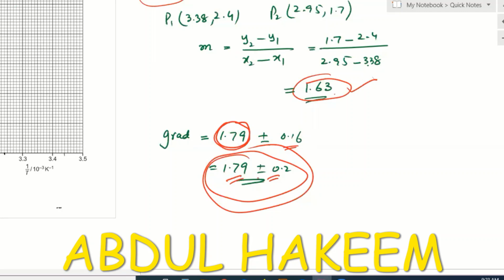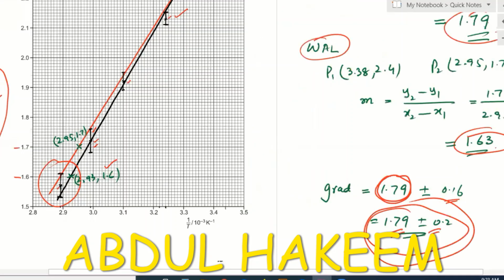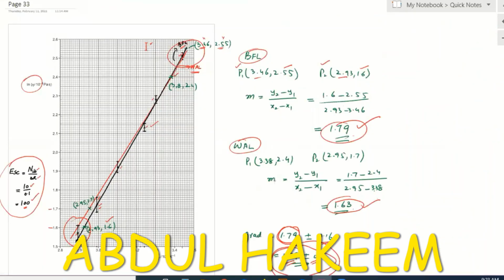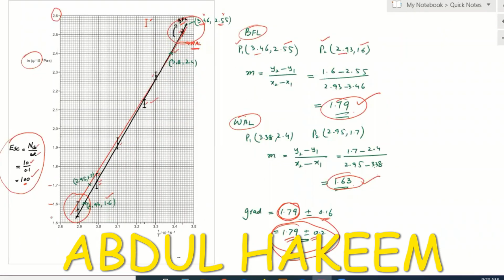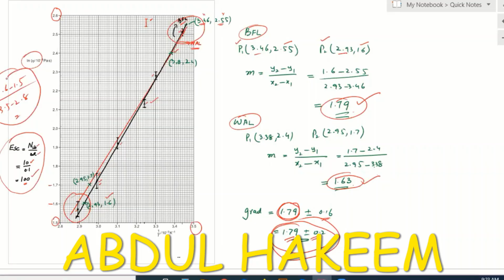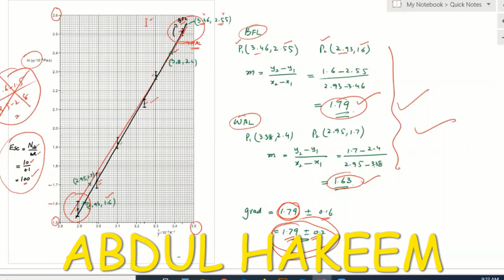And you can check your gradient by calculating the difference in the y-axis. Look, the 2.6 and 1.5 difference divided by the difference of the x-axis, 3.5 and 2.8. So this answer must be close to your answer. If your answers are coming close to this answer, then your gradient is correct. But this is not the method to calculate the actual gradient, just to check, just to confirm the answer. But the actual calculation is this.